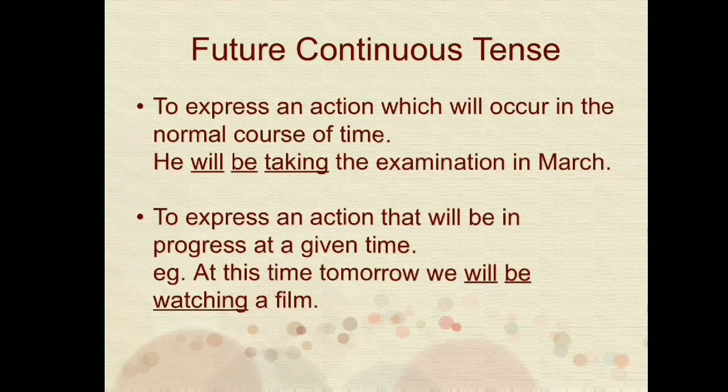Let's check future continuous tense. We can use this tense to express an action which will occur in the normal course of time. For example, he will be taking the examination in March. This tense is also used to express an action that will be in progress at a given time. For example, at this time tomorrow, we will be watching a film. Here in this sentence, time is given.